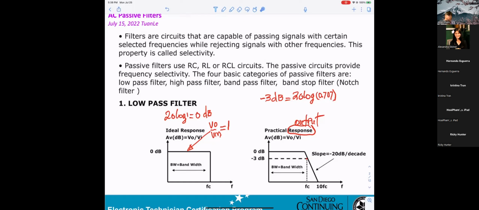I'll give you an example. If you have a 1 kilohertz cutoff, and the Vin is 10 volts, so at fc, VL equals what? Can you do the calculation and tell me? If Vin equals 10 volts, at the cutoff frequency of 1 kilohertz, what do we get?